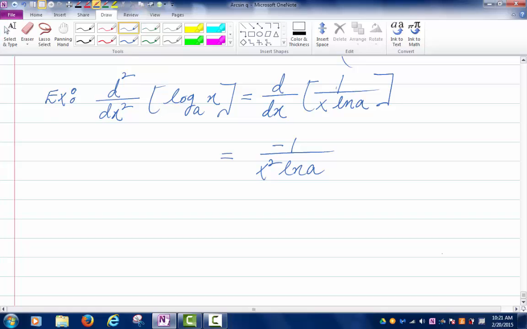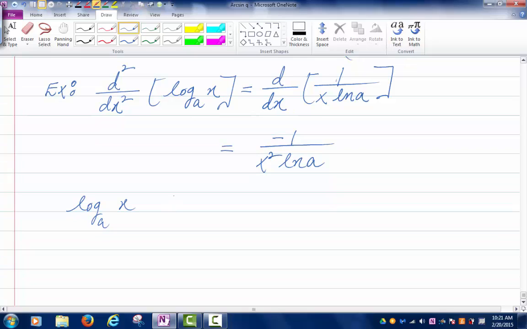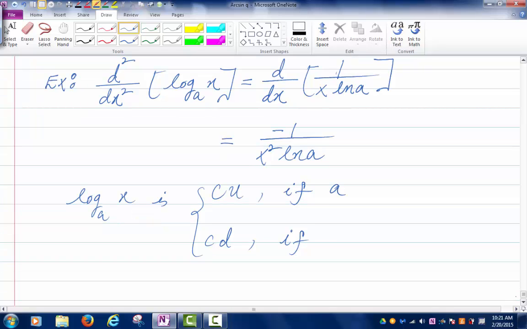So when is log base a of x concave up and concave down? In which case is it concave up? In which case is it concave down? Anybody?